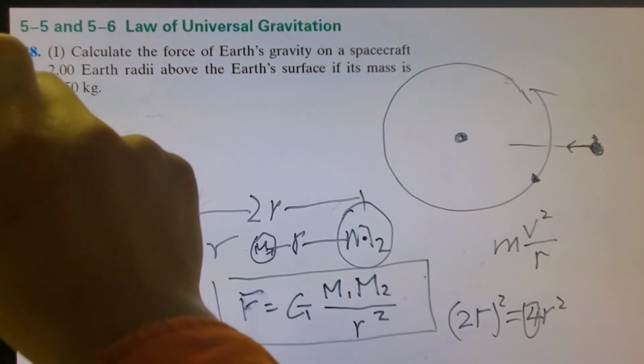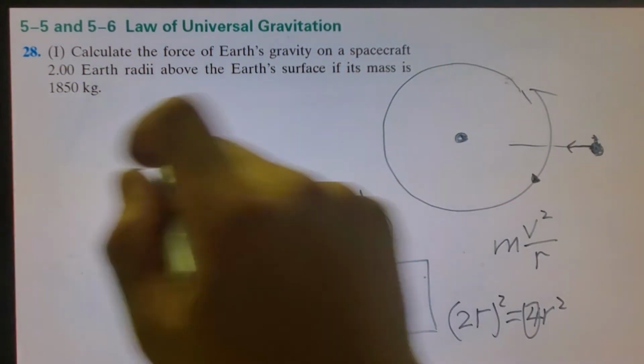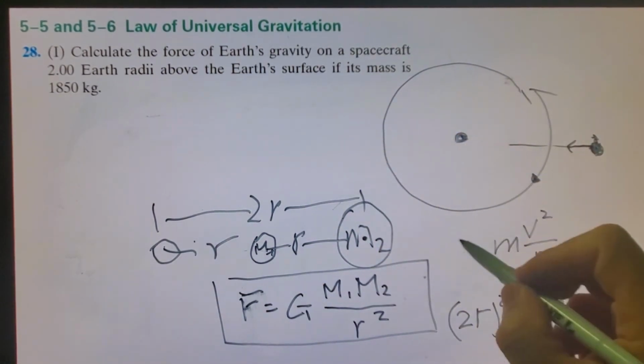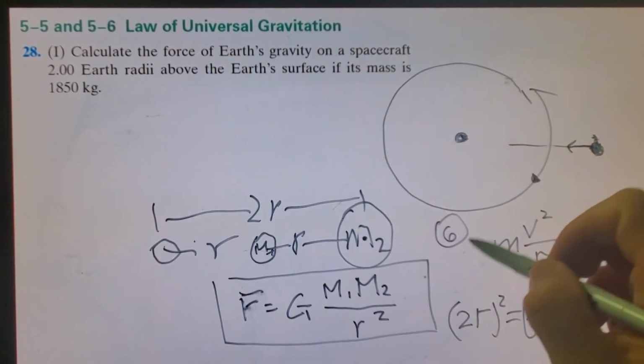By the way, the lucky number for this one is 6. 6 is your lucky number.